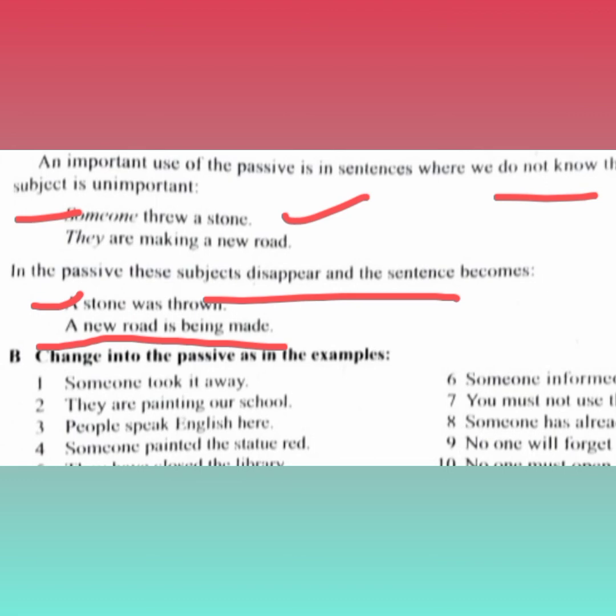Fourth one, "someone painted the statue red." What will be the passive form? "The statue was painted red." Fifth one, "they have closed the library." How will be the passive form? "The library has been closed." This is in present perfect tense, so we have to use has or have been plus third form of the verb.